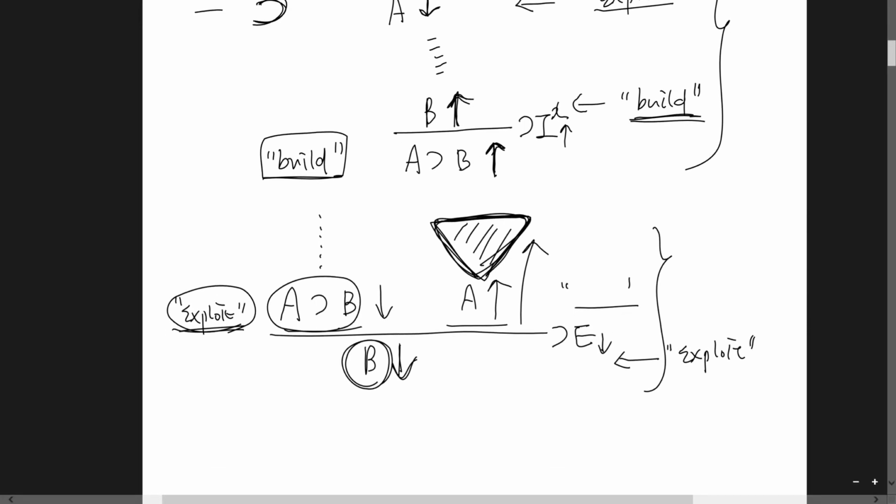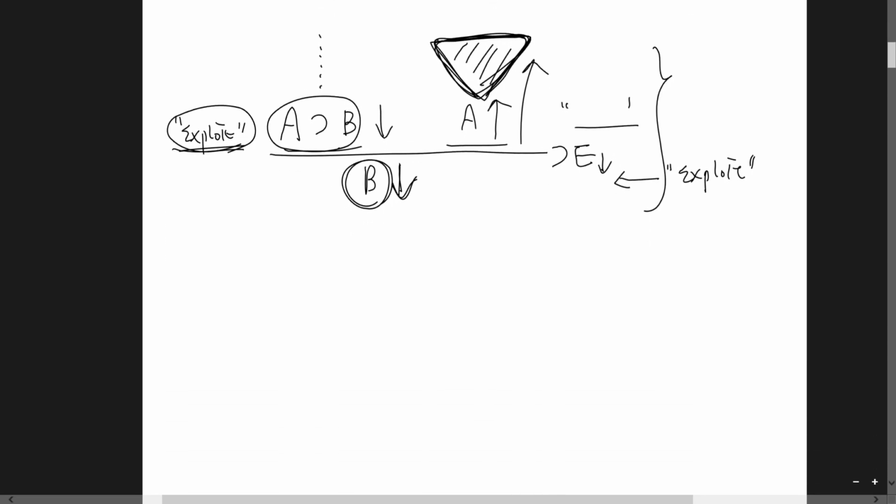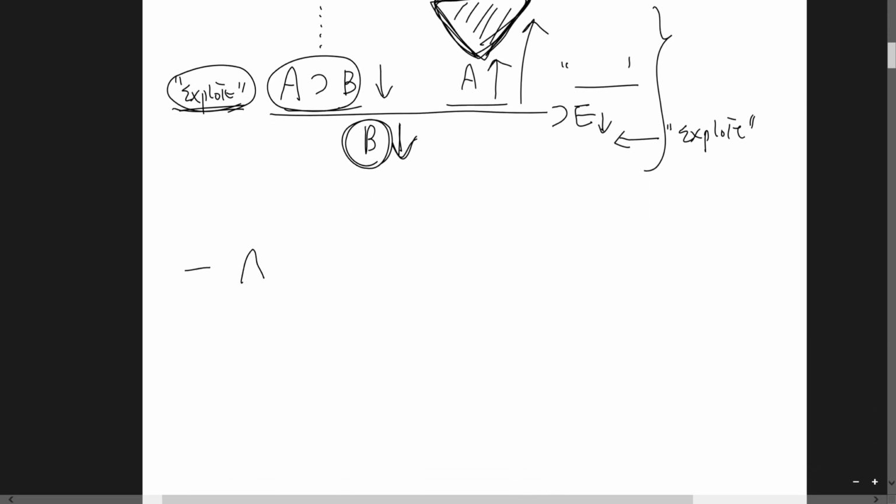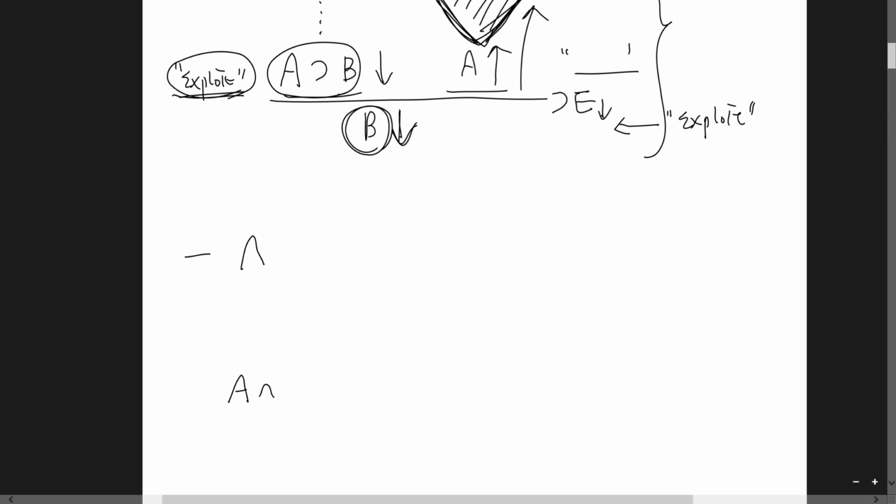And let's look at the conjunction. In order to build this A conjunction B true, you have to build A true, so up arrow, and you have to build B true, so it's up arrow. So this is a conjunction introduction rule, up arrow.